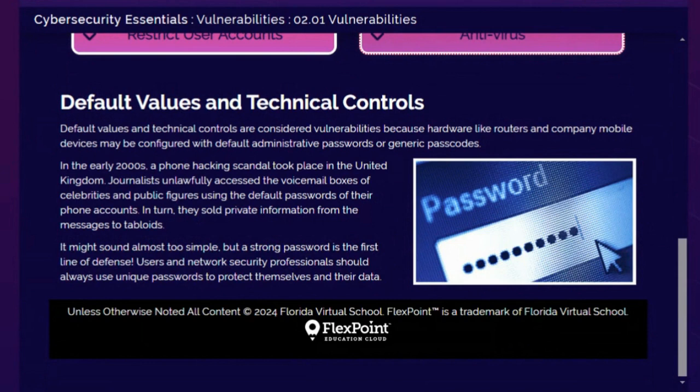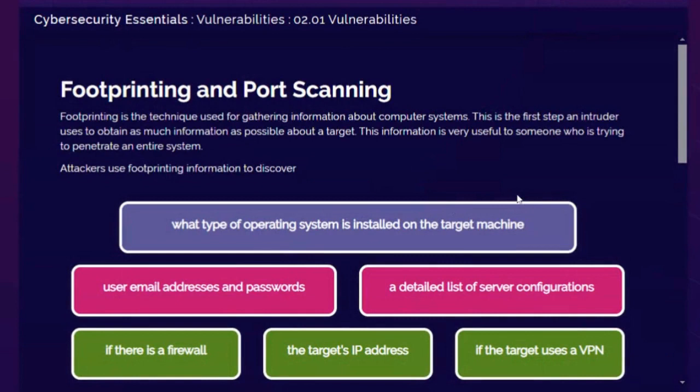You bet journalists are always trying to get information on celebrities, and they found a vulnerability. It might sound almost too simple, but a strong password is the first line of defense. Notice they still have the default passwords on their phones. Users and network security officials should always have unique passwords to protect themselves and their data. That's why Google checks if you're using the same password on multiple sites and says, hey, you're using this on however many sites. It recommends you change it, because you're going to keep up with like 30 different passwords in today's society.